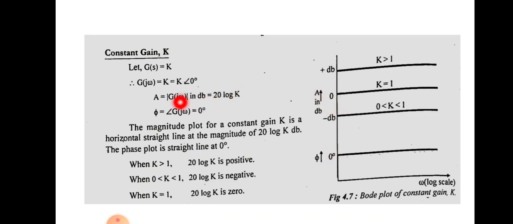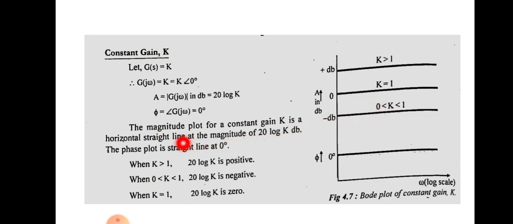In order to plot that, let A be the magnitude, then modulus of G of j omega in dB will be equal to 20 log K. We have to plot this versus log omega. Since K is a constant, this term will be constant for different values of omega, like 20 log K. So we can draw a straight line. Here is the 0 value, and the decibel value will be drawn as a constant, straight line.